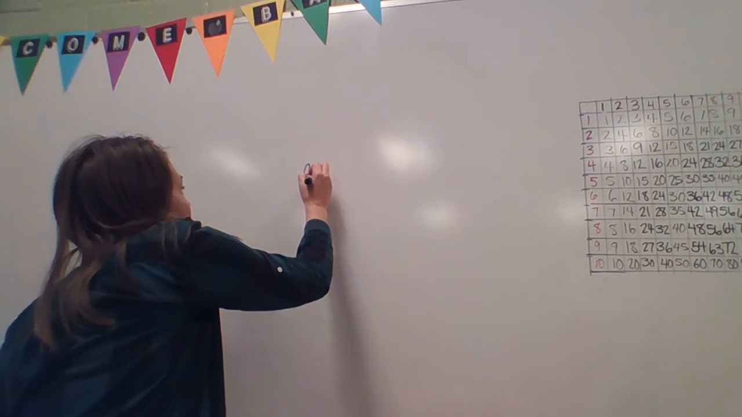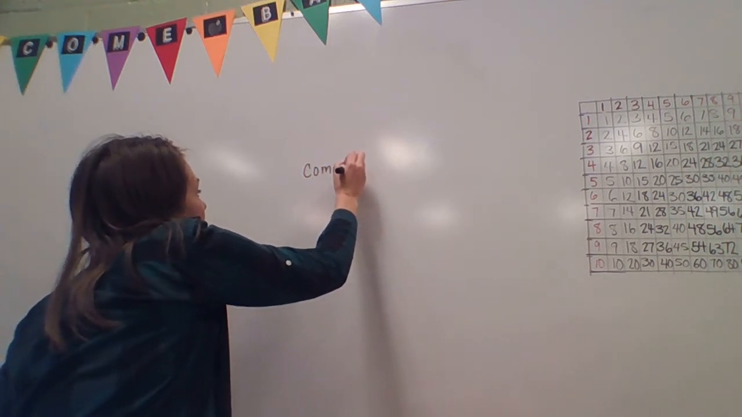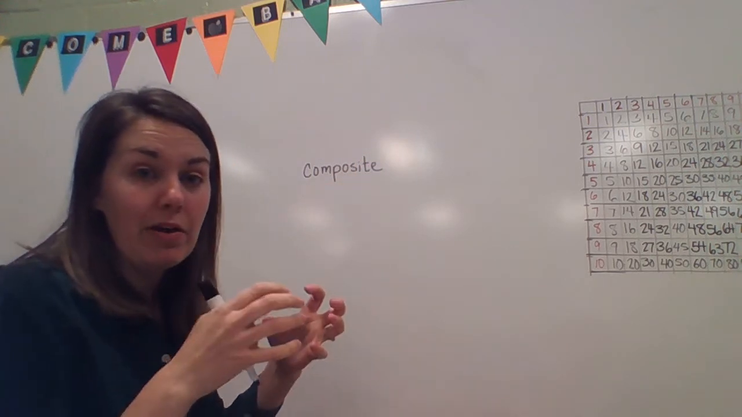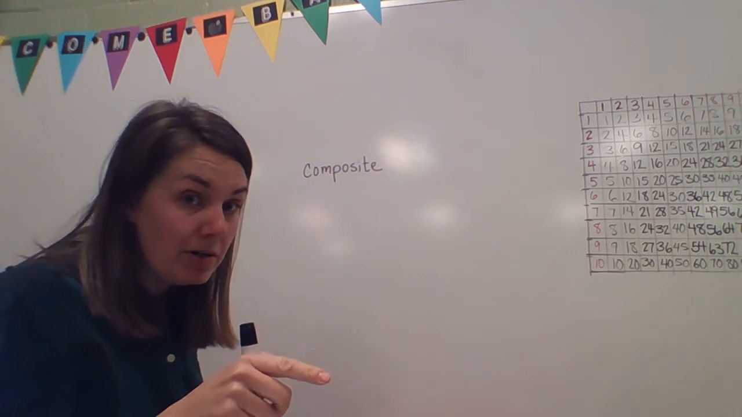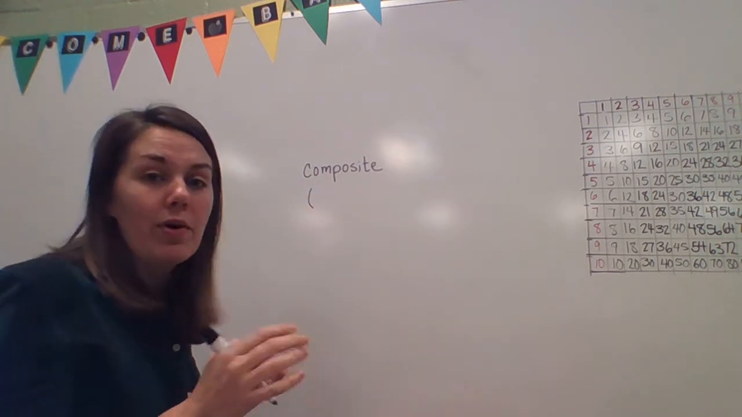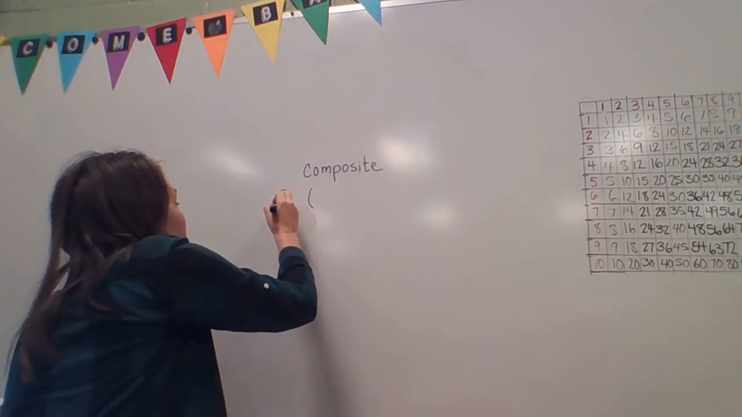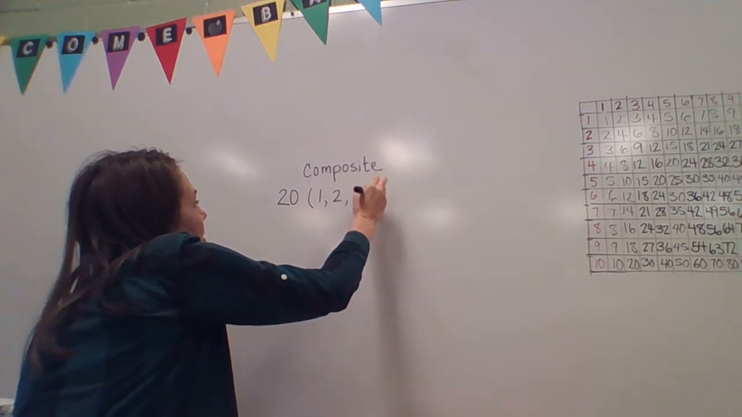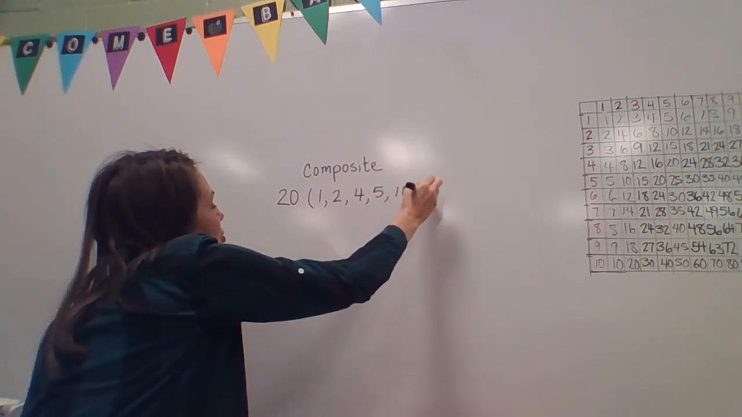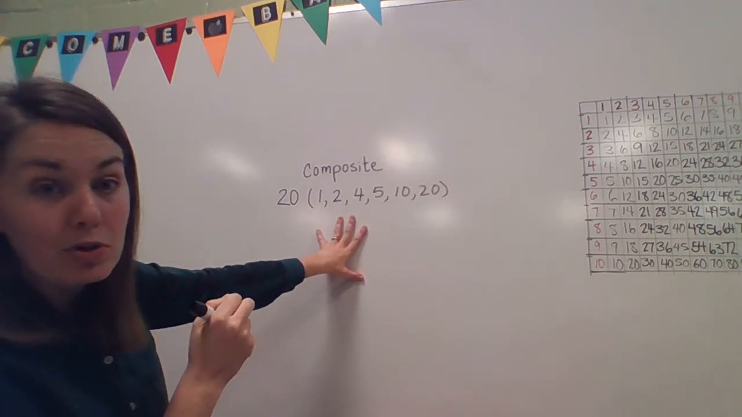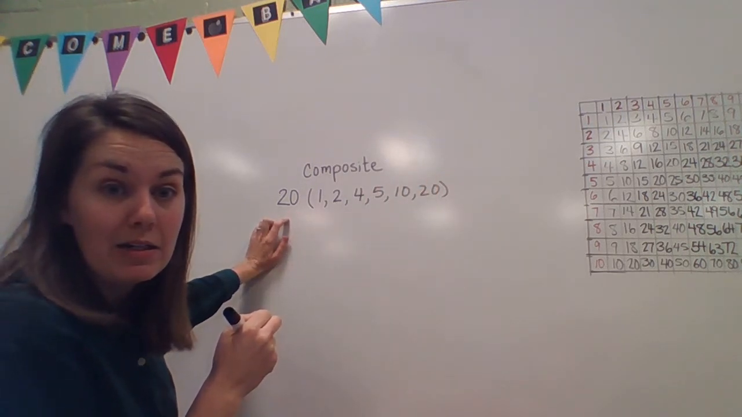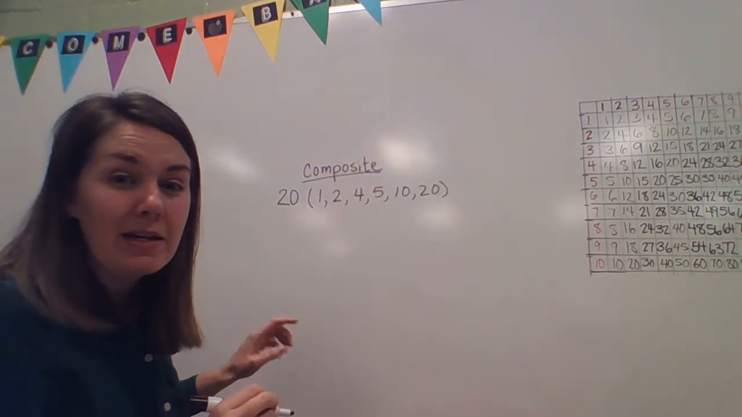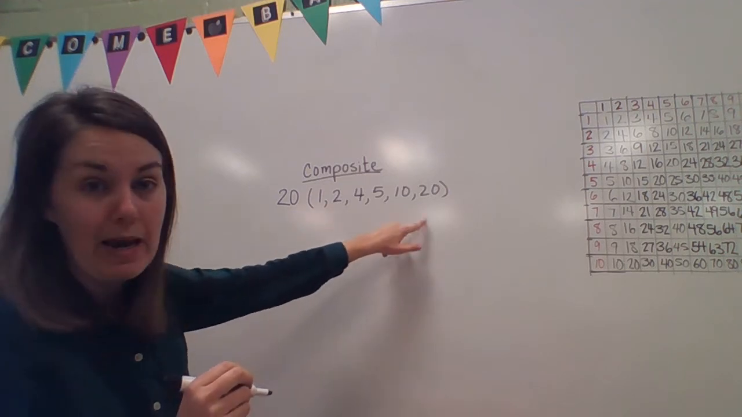So composite, think back to 2nd grade when you learned about composite words, right? So composite words are words that are put together from 2 other words. Composite numbers come when we have more than one factor pair. So for example, if I use my example of 20 again, I had 1, 2, 4, 5, 10, and 20 were all factors that I could multiply together to make 20, right? So 20 would be an example of a composite number because it has more than one factor pair.